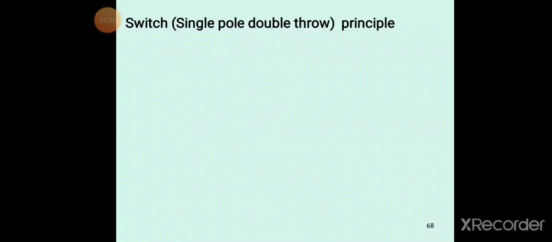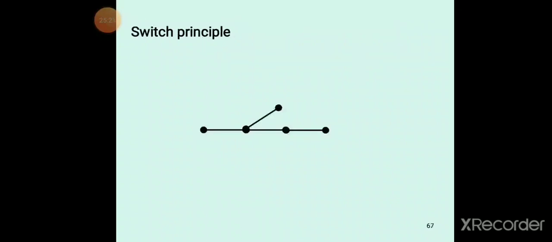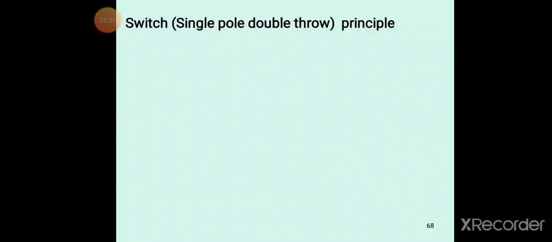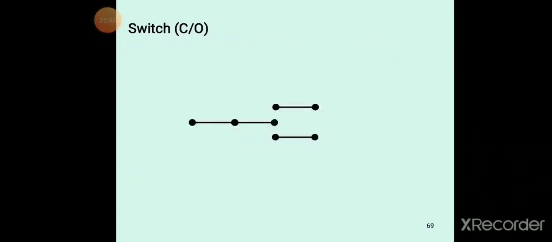Now we see a simple switch. On and off, two positions are there. Single pole double throw: you see a single pole in the middle. Double throw means it connects to two outputs, the upper one and the lower one, otherwise it will be off. The switch is here, single pole, and the output connections are here. There are two connections, and you can go for the other one.